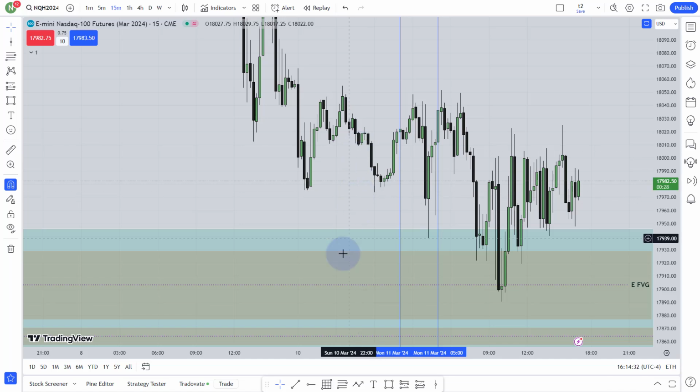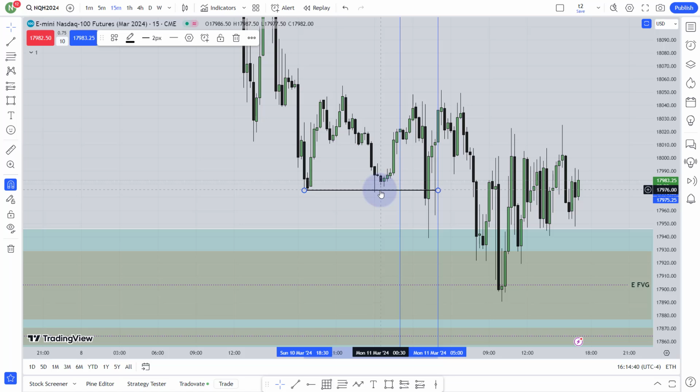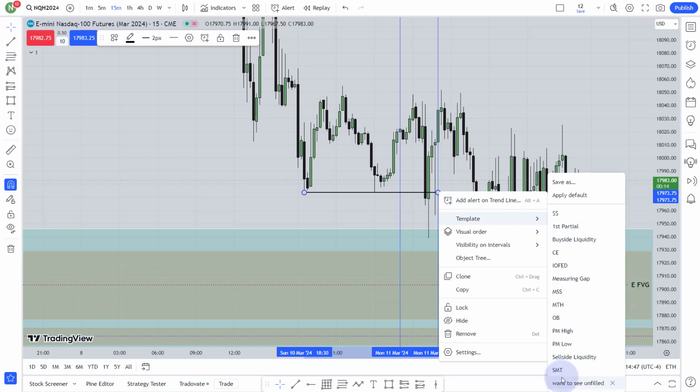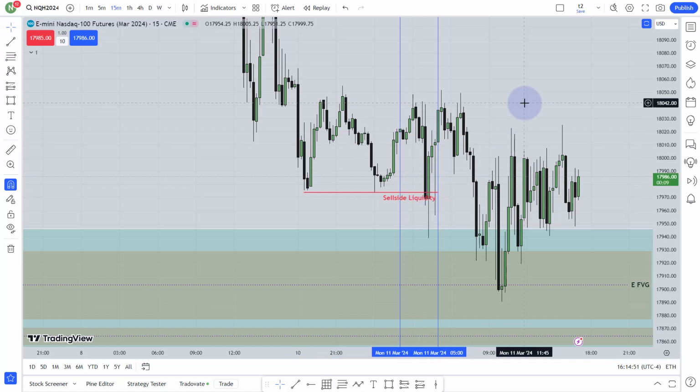I can see a very clean sell side liquidity. So over here, this low and that low, they're relatively equal lows, and that is the shallow run. So this is the most obvious sell side liquidity. My bias is bearish here. Okay, so I will go for the sell here.